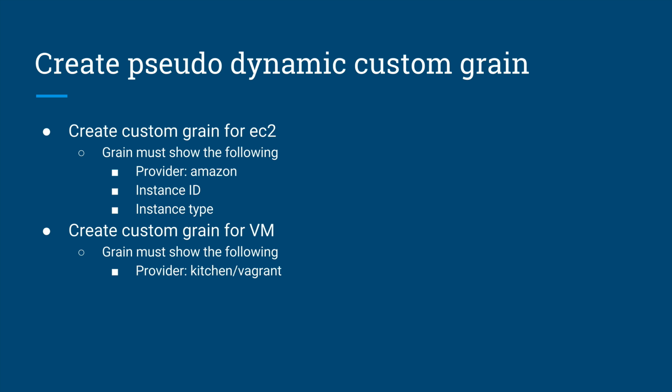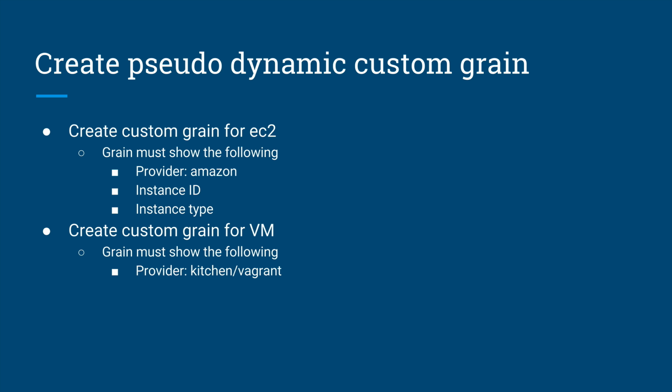We're going to create one key with three values. We're going to set a static grain with the provider of Amazon. We're going to get the instance ID and the instance type from the instance, and set them as grains from within the instance this way. And the second part is that we're going to be doing the same thing for the kitchen and vagrant VM. Where we're not running EC2, it will list kitchen/vagrant instead of Amazon EC2 and instance ID and instance type. Okay? So with that said, let's go ahead and get started.